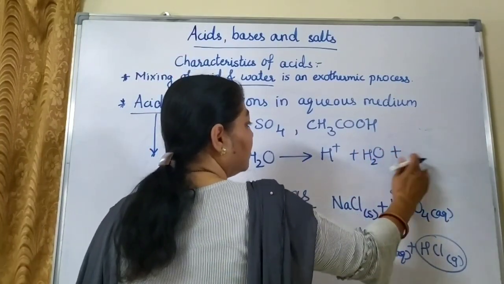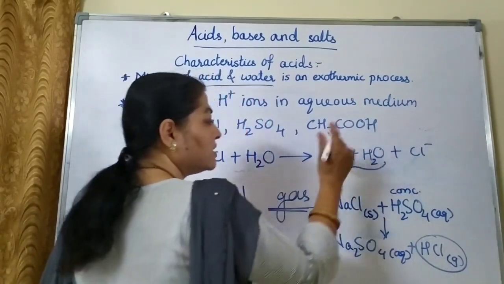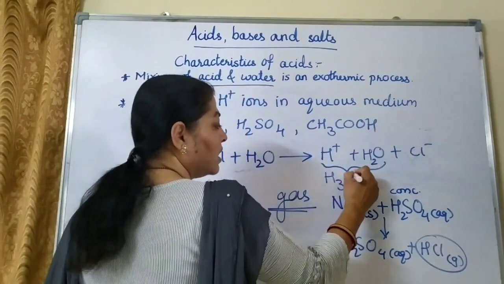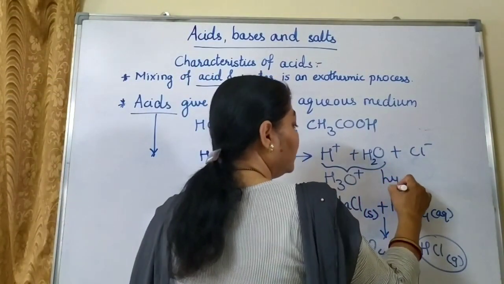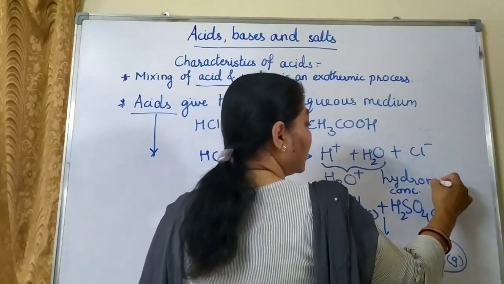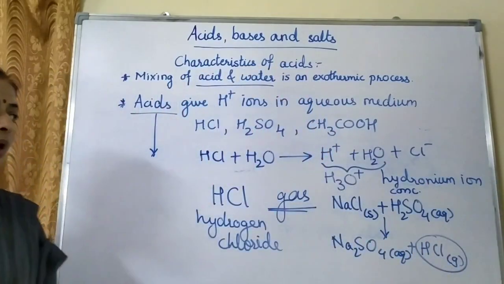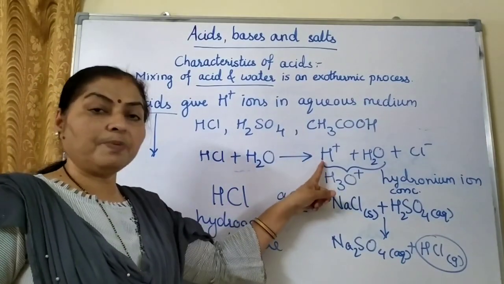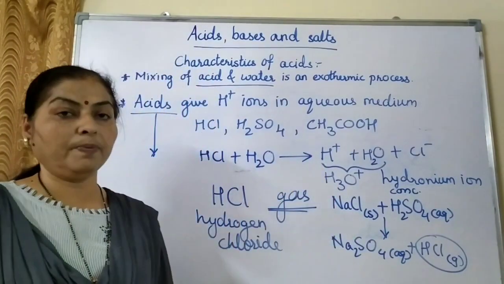and Cl minus ions. Now as water is also there, immediately this H plus and H2O will combine and it will form H3O plus. This is known as hydronium ion. So we are covering the third point also, that acids in water, they will form H plus ions which immediately combine with water to form hydronium ion, that is H3O plus ion.